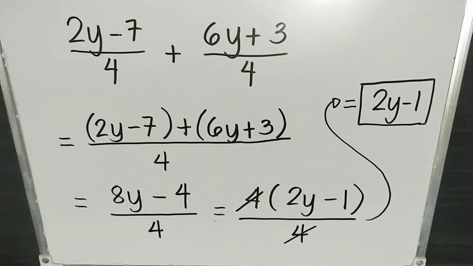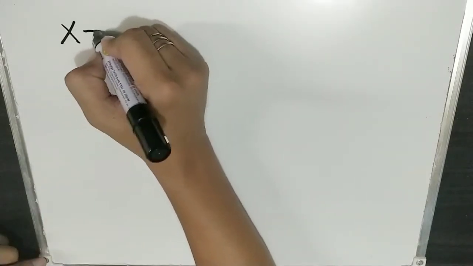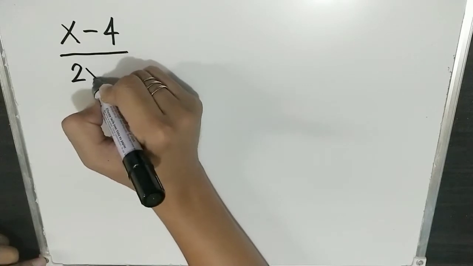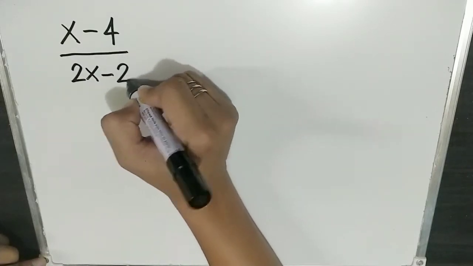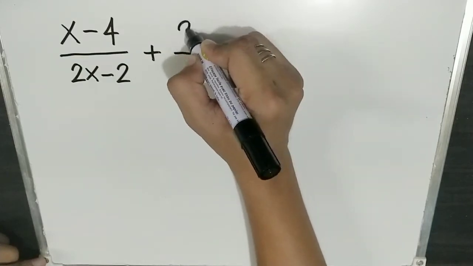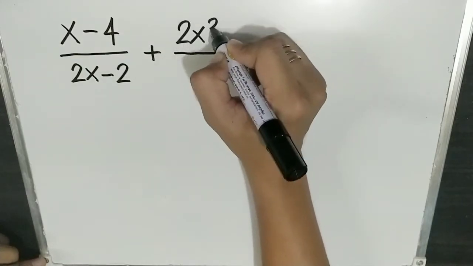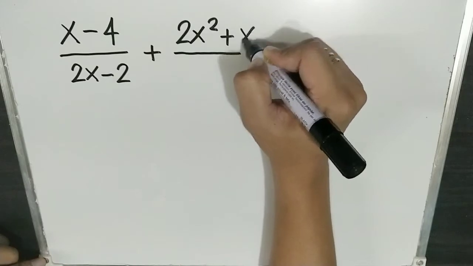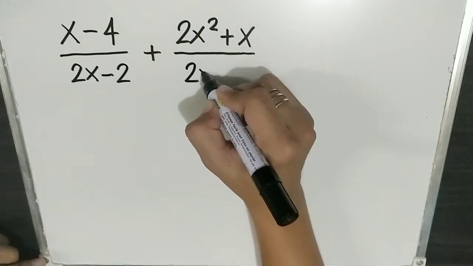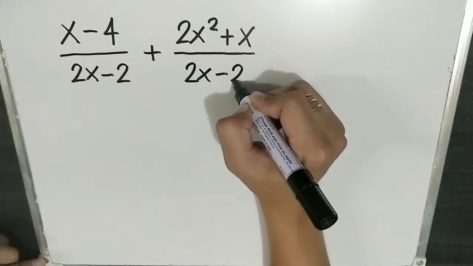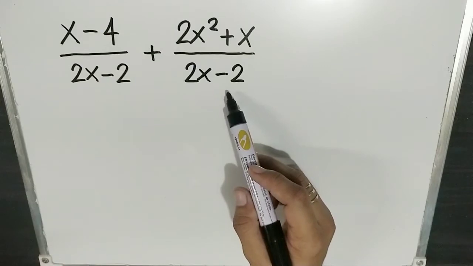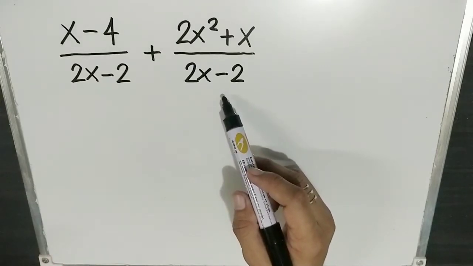Let's try this one. We have x minus 4 all over 2x minus 2 plus 2x squared plus x all over 2x minus 2. These rational algebraic expressions have a common denominator, and that is 2x minus 2.